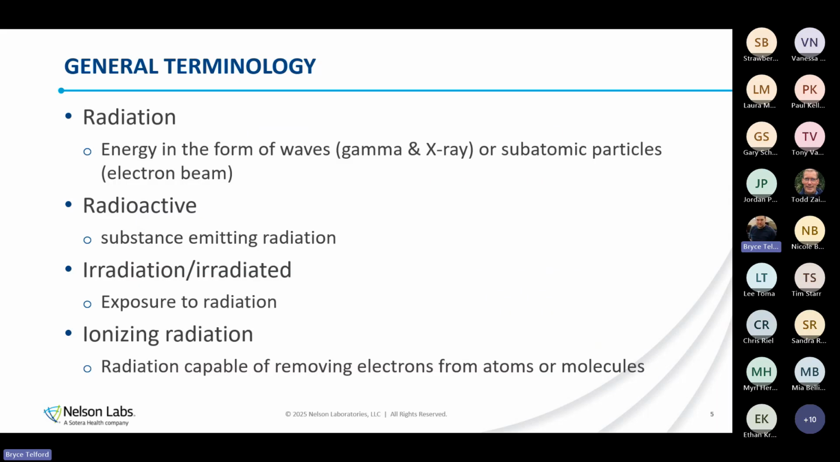Radioactive is a substance that emits radiation. So generally for gamma, that's going to be our cobalt 60. For X-ray and for E-beam, that's going to be our accelerator-based methods. So irradiation and irradiated means it's exposed to radiation.